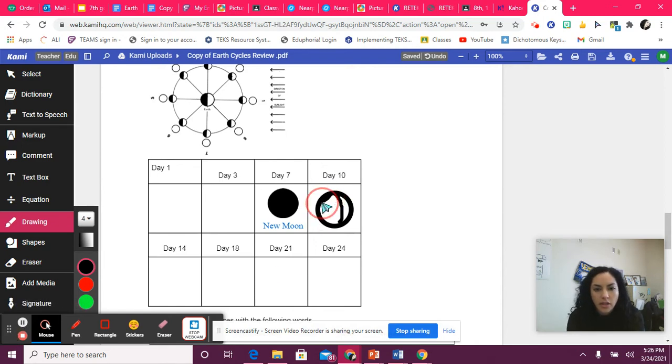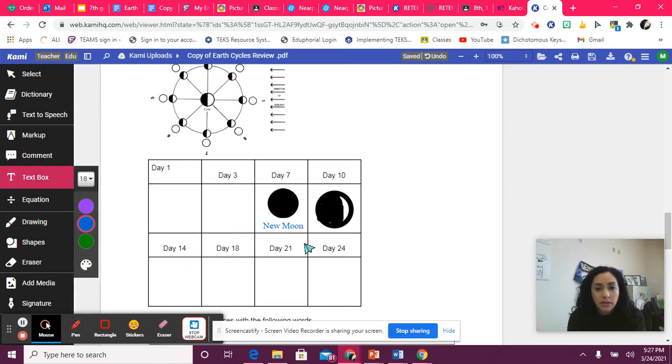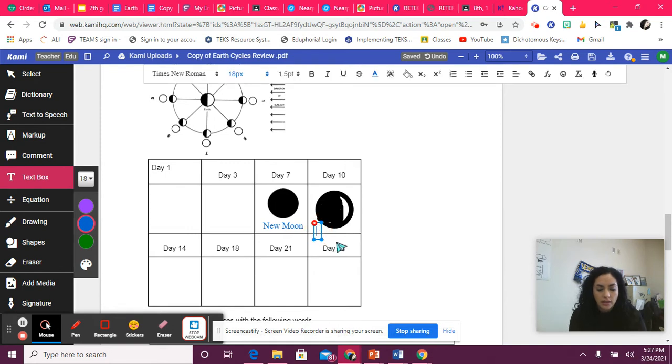So then we're gonna shade in all of this area. I'm gonna make that bigger. Okay, that did not help. Let's keep it at 8. There. Okay. Next, day 14, and make sure you label it. Label it. Okay, this is a waxing crescent.